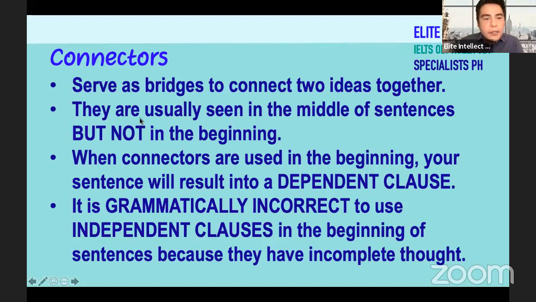And, SLEX daw, Samar Leyte Express. Ay, pwede yan, di ba?